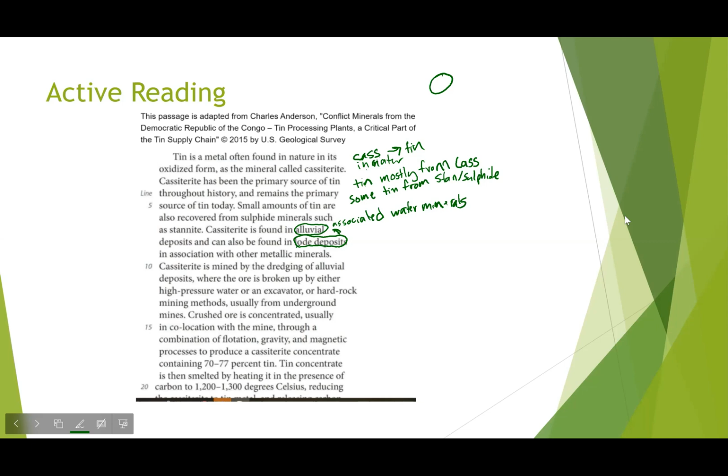Cast is mined by dredging of alluvial deposits where the ore is broken up by either high pressure water or an excavator or hard rock mining methods, usually from underground mines. Okay, this is the process. So I say this is process. And I say underground mines.